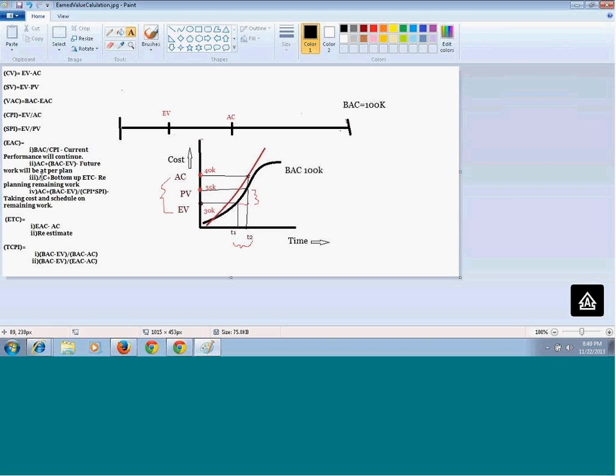Now the third formula is you can start re-estimating the entire thing. For the remaining work, your actual cost will come here again because you already spent the amount. Then you just bottom up the remaining work estimate and re-estimate the entire thing.